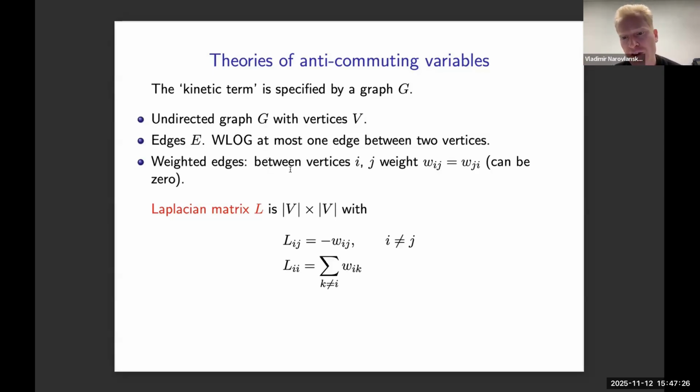Now, the edges also have a weight W. Between two vertices I and J, there is a weight W_ij, that is just some number. In particular, if W_ij is 0, this is the same as having no edge between I and J. Then we define, as is known, the Laplacian matrix L, which is a V by V matrix. Thinking of the indices I and J as labeling the vertices, the off-diagonal element is just the negative of the weight between I and J. The diagonal elements are defined such that the sum of the elements of every row and every column is 0.